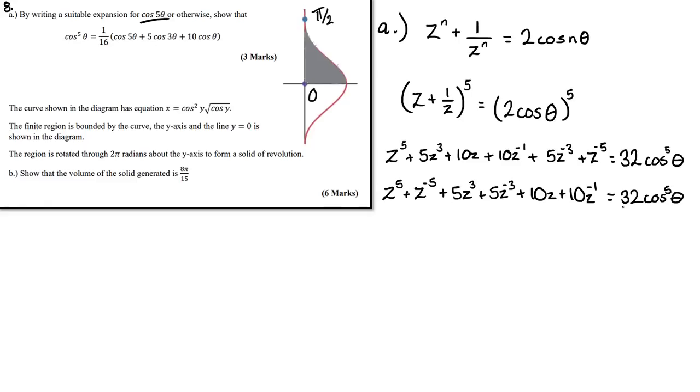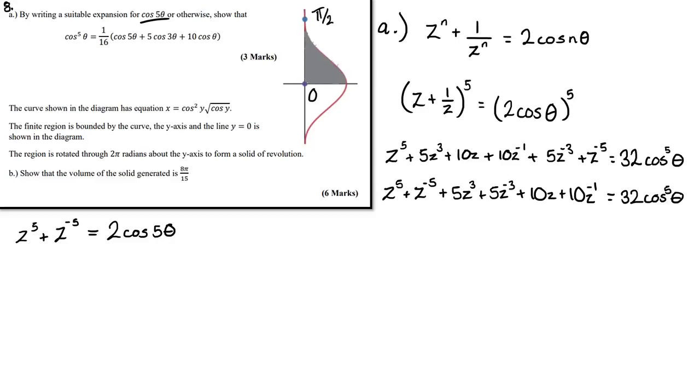Okay. And remember here now, like we just said, z to the n plus 1 over z to the n, that's 2 cos n theta. So now we've got z to the 5 plus z to the minus 5. If we just do that over here just so we can make it clear what we're doing: z to the 5 plus z to the minus 5, that's just the same as what we've got here, where n equals 5. So that's going to give me 2 cos 5 theta.